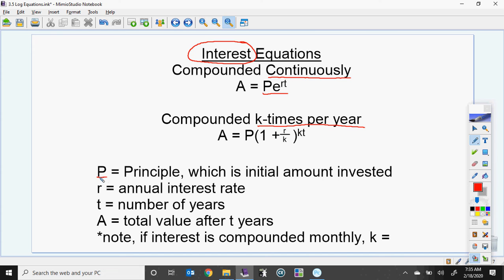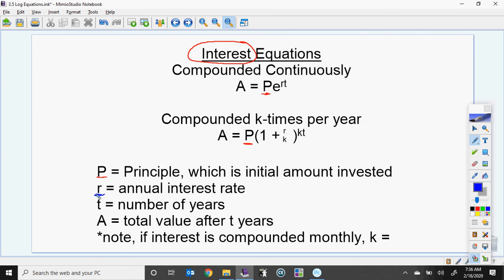The first one we see is P. P is the principal. That is the initial amount invested. So that's how much money the person puts into a savings account. And we see P here. P is in the same spot in both equations. So that's how much money we start with.